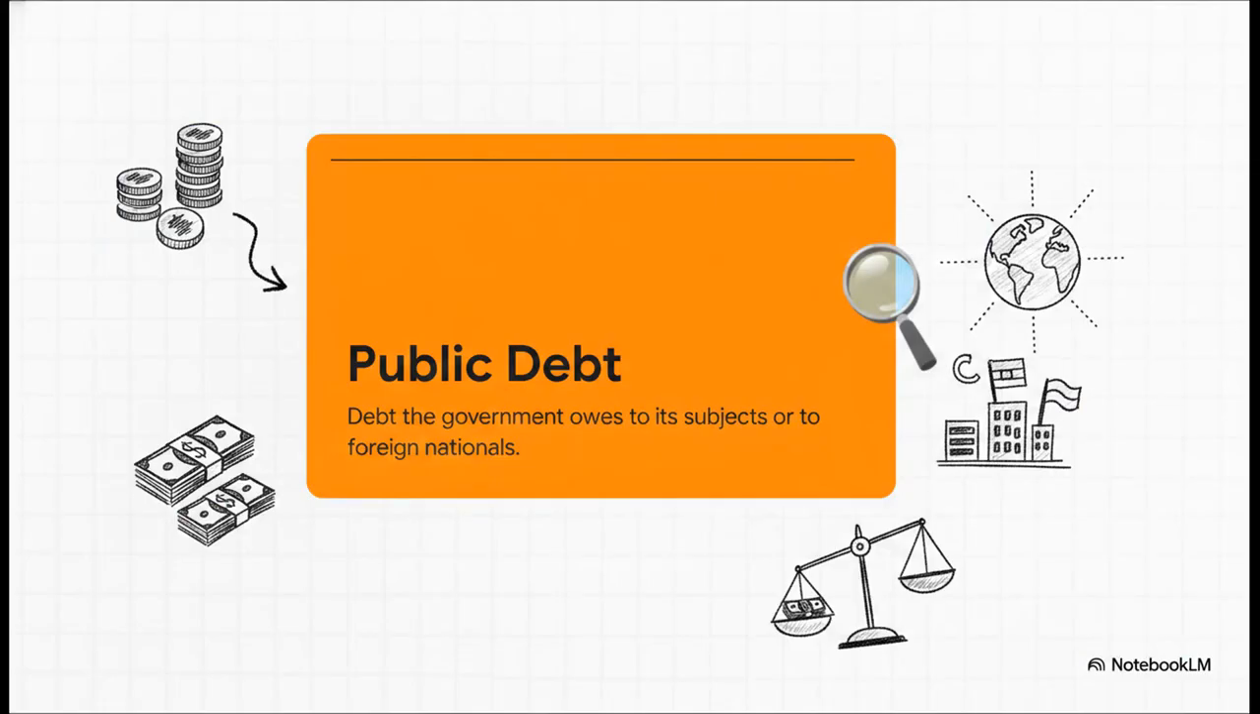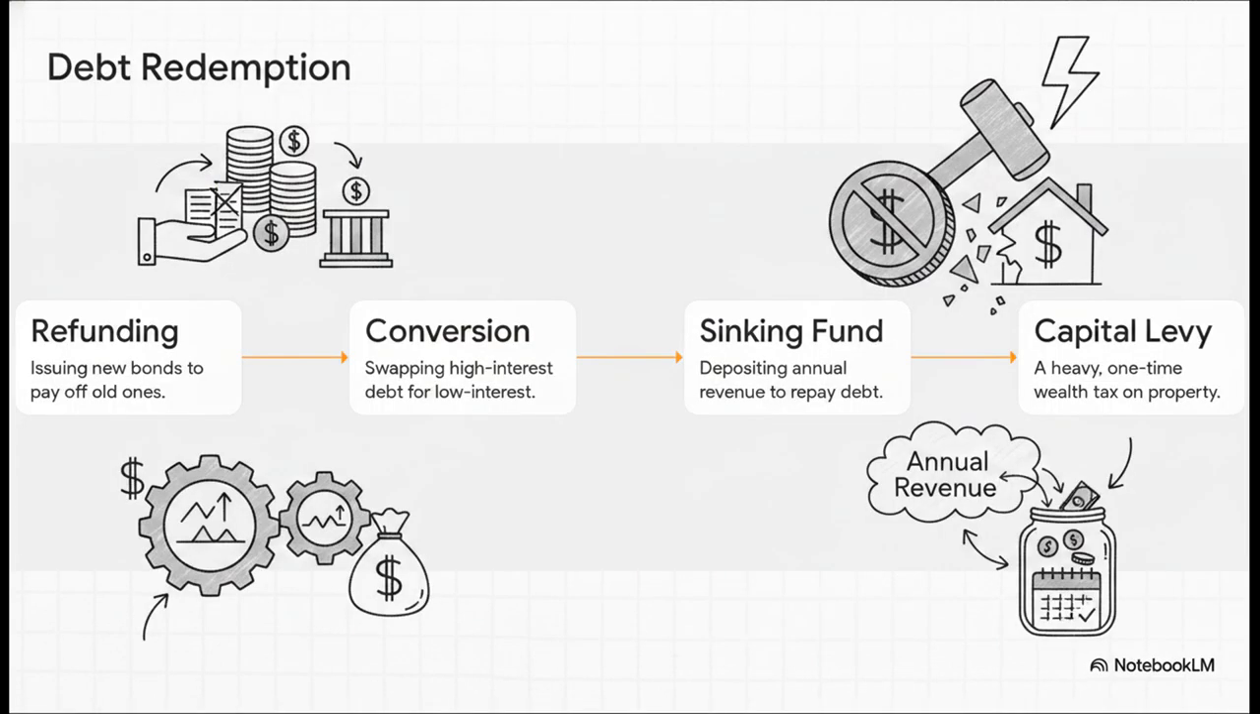Naturally, borrowing money doesn't come for free. It creates public debt. This is the accumulated tab that a government owes. It could be owed internally to its own subjects, like everyday people in domestic banks, or externally to the nationals and institutions of other countries. Obviously, a government can't just stay in debt forever. They have to manage and eventually redeem it, and they've got a strategic toolkit for this.